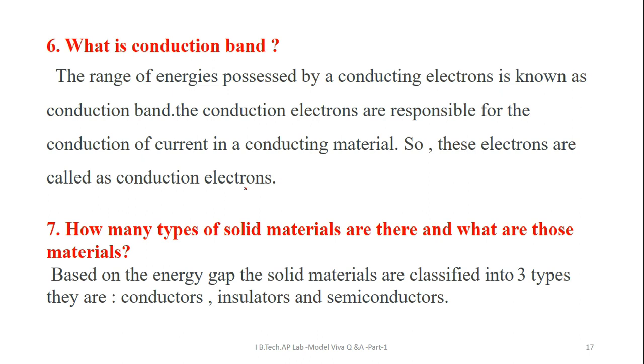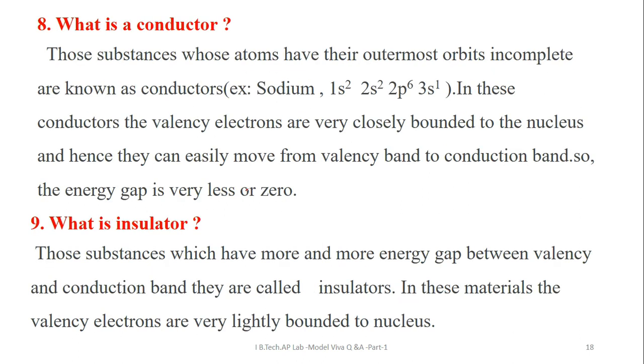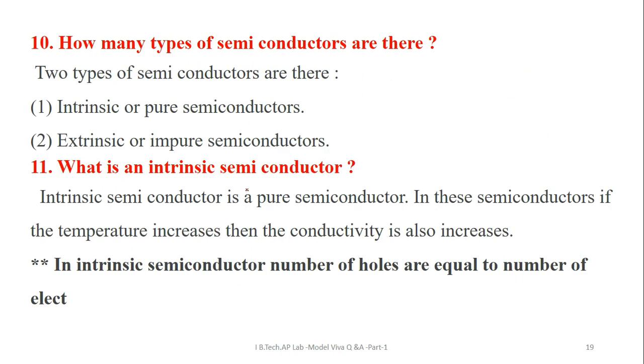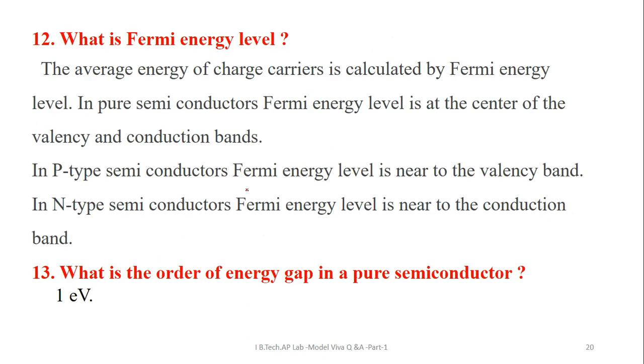Based on the energy gap, we classify materials into three types: conductors, insulators, and semiconductors. What a conductor, an insulator and a semiconductor are, we already know. As we said previously, there are two types of semiconductors, intrinsic and extrinsic. Intrinsic are pure semiconductors and extrinsic are impure. In extrinsic semiconductors, we have p-type and n-type.